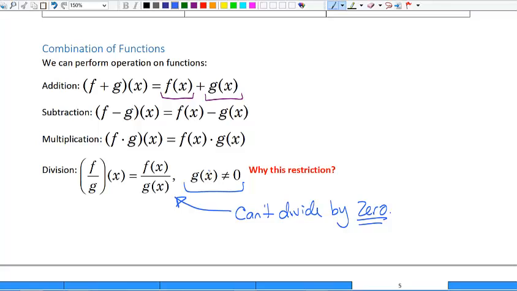So basically this is just a different notation. If it says plus within the function, well then you just take the two functions and add them. If it says minus, you just subtract. If it says multiply, then you just multiply, and if it says divide, well then you just take the two functions and divide. Let's practice these.